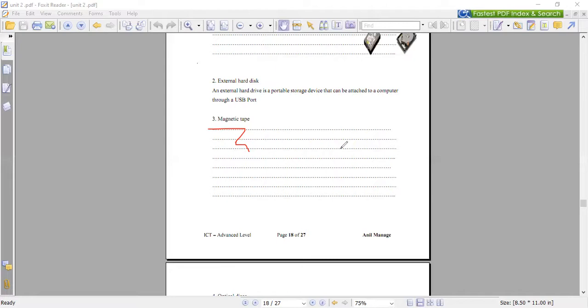It is a sequential recording system. Sequential means one after another. That is not good for random access.